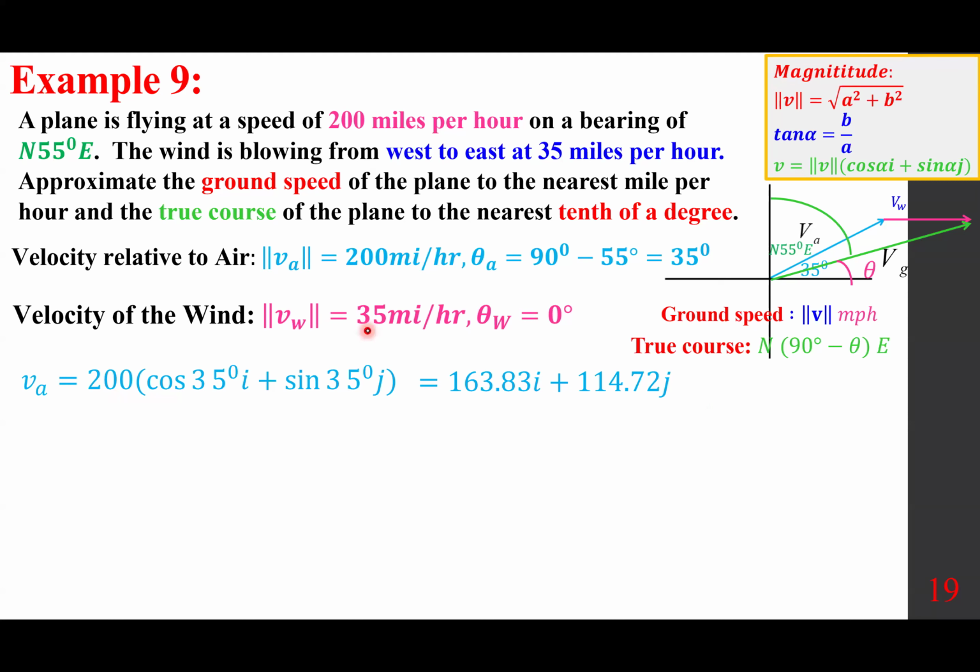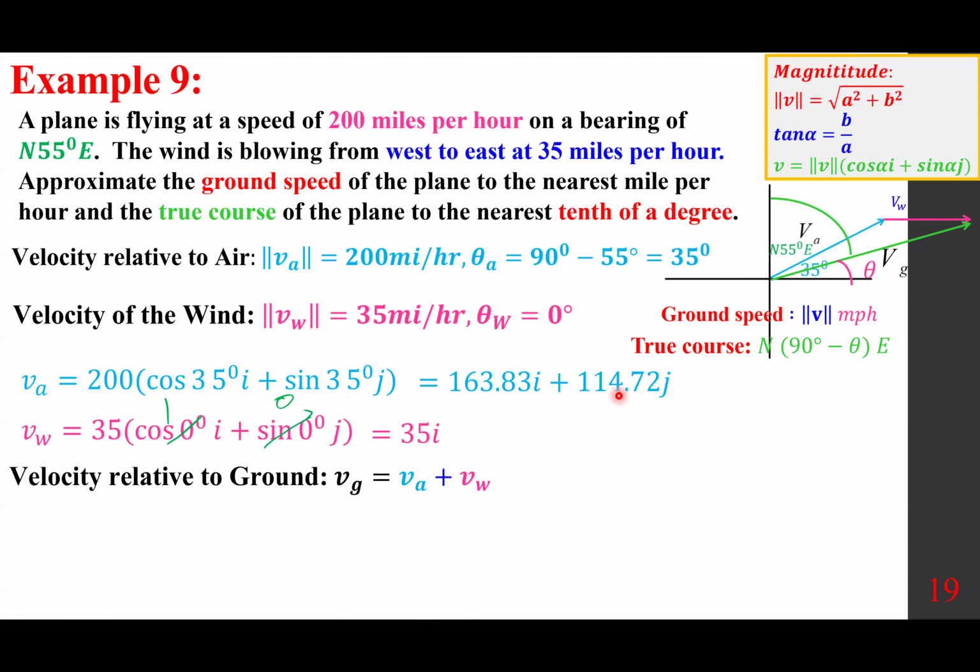This one is simple, 35 cosine of 0 degrees is 1, sine is 0, so simply 35i. So if we want to add them up, we just have these two components to add up. This one, we just keep it. So velocity relative to the ground, V sub g, is the sum of the two. So we add these two numbers, 163.83 and 35, 198.83 i plus this one doesn't change, 114.72 j.